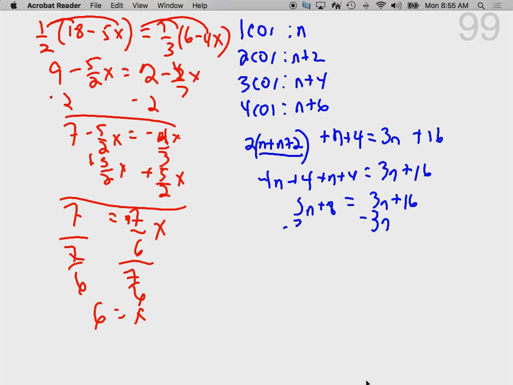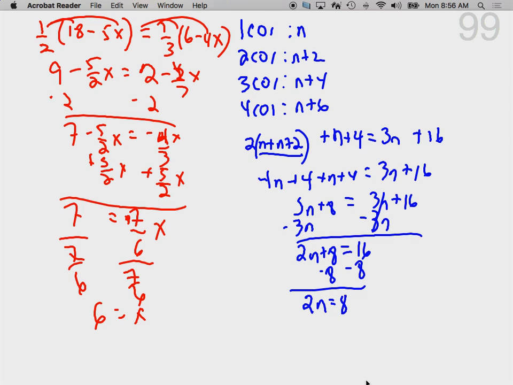What about the 4? I'm sorry. Minus 3n, 2n plus 8 equals 16, minus 8, 2n equals 8, divide by 2, n equals 4. So I get 4, 6, 8, 10. Okay? And naturally it'd say consecutive odd, and those worked out to be even, but that's my creative attempt to get through that.